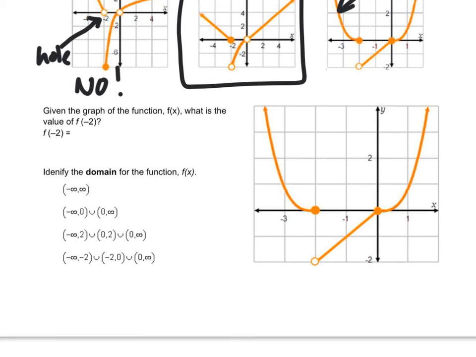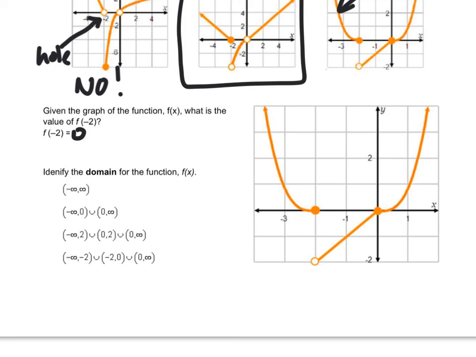Okay, given the graph here, and this is the last question, given the graph of the function f of x, what is the value of f of negative 2? What do you guys think? What's f of negative 2? It would be 0. Yeah, because there's a point there. There's a hole down here on this graph. So we have to look, where do we have a point? So the value would be 0.